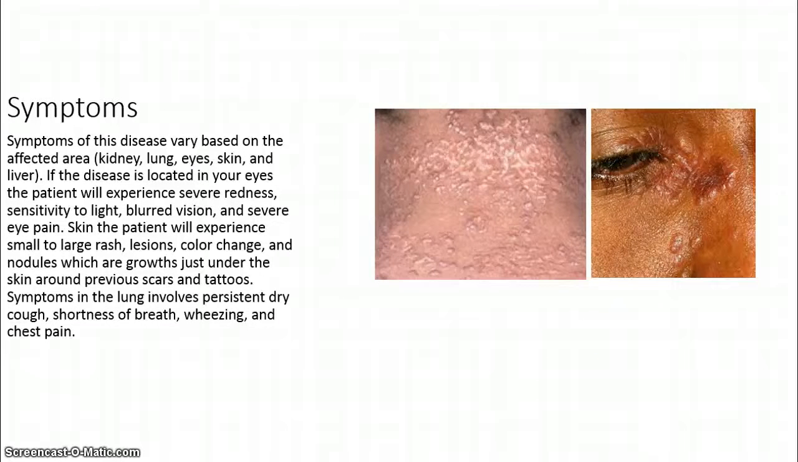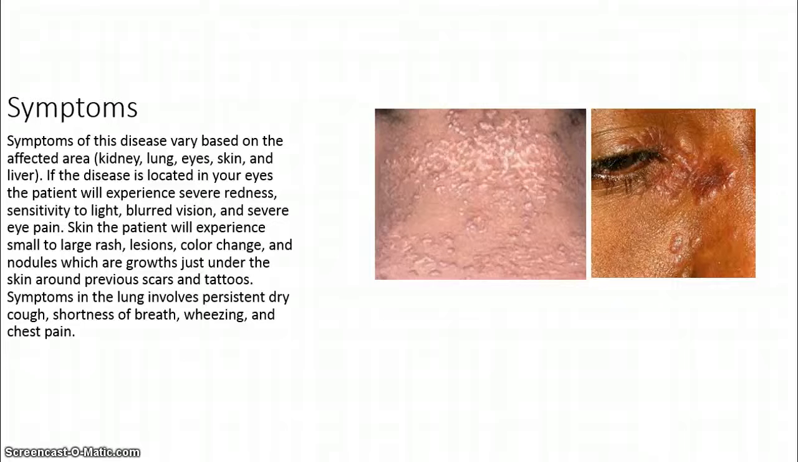Symptoms of this disease vary based on the affected area. If the disease is located in your eyes, the patient will experience severe redness, sensitivity to light, blurred vision, and severe eye pain. Patients with the disease in their skin will experience small to large rashes, lesions, color changes, and growths just under the skin around previous scars and tattoos. Symptoms in the lungs involve a persistent dry cough, shortness of breath, wheezing, and chest pain.